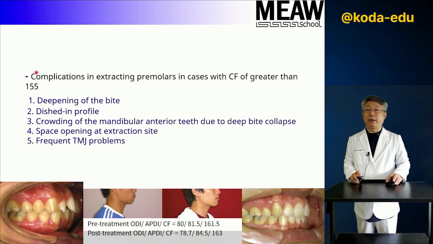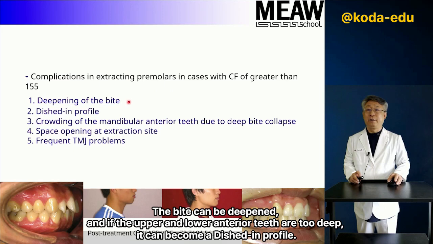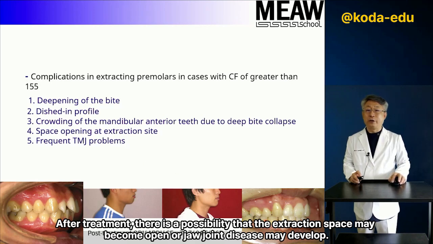If the combination factor is greater than 155 and premolar extraction treatment is performed, the following problems may occur. The bite can be deepened, and if the upper and lower anterior teeth are too retracted, it can become a dished-in profile. In addition, the collapse of the bite can lead to crowding in the lower anterior teeth. After treatment, there is a possibility that the extraction space may open or jaw joint disease may develop.